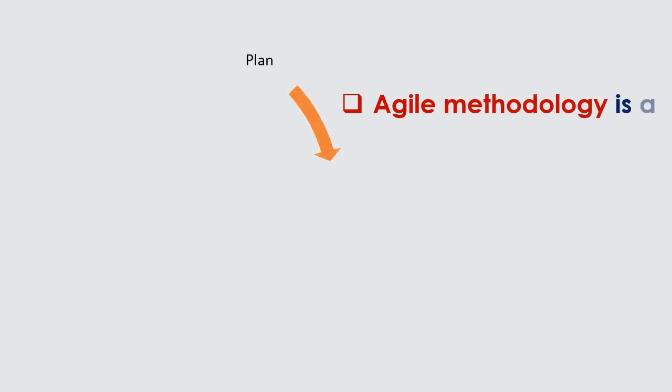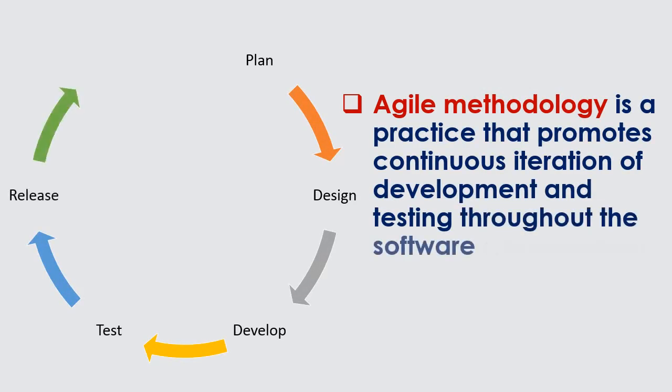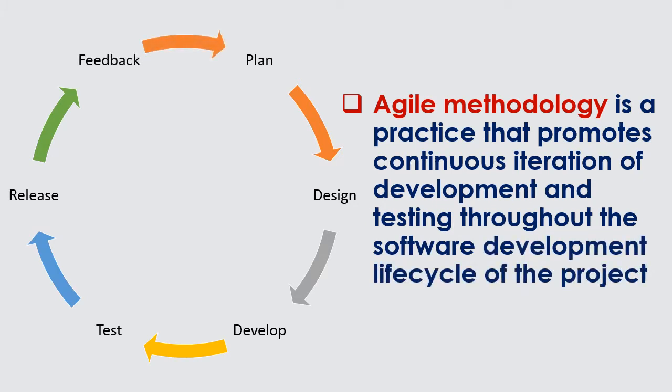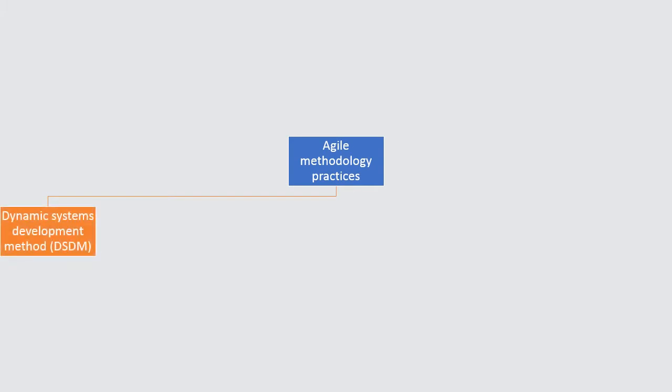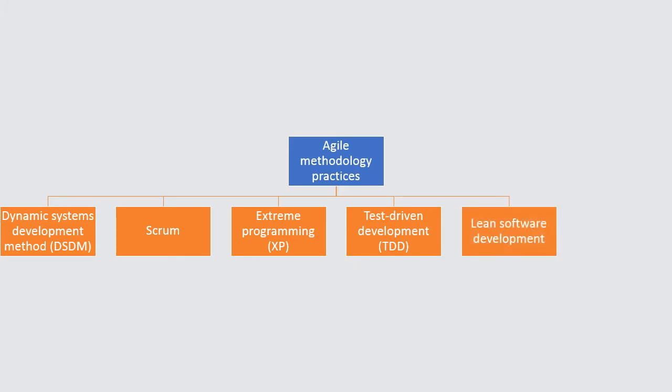Agile methodology is a practice that promotes continuous iteration of development and testing throughout the software development lifecycle of the project. Agile methodology practices are: Dynamic Systems Development Method, DSDM, Scrum, Extreme Programming, XP, Test-Driven Development, TDD, Lean Software Development and Minimum Viable Product, MVP.